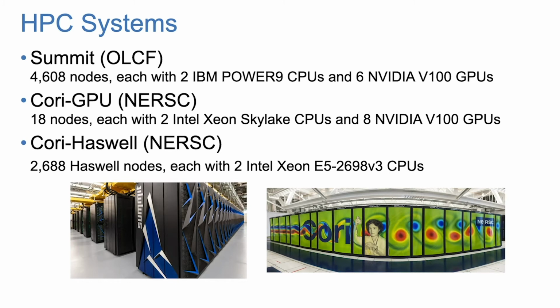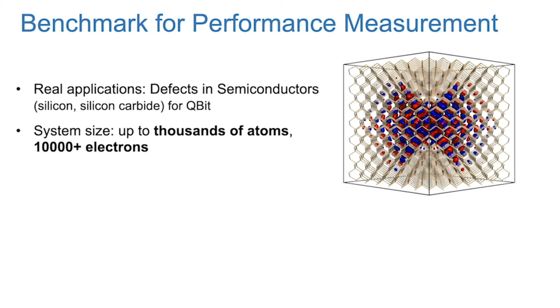The benchmark systems employed for the performance measurements are based on real-type applications, in particular point defects in semiconductors such as silicon and silicon carbide, which actually have important applications as prototypes for solid-state qubits.